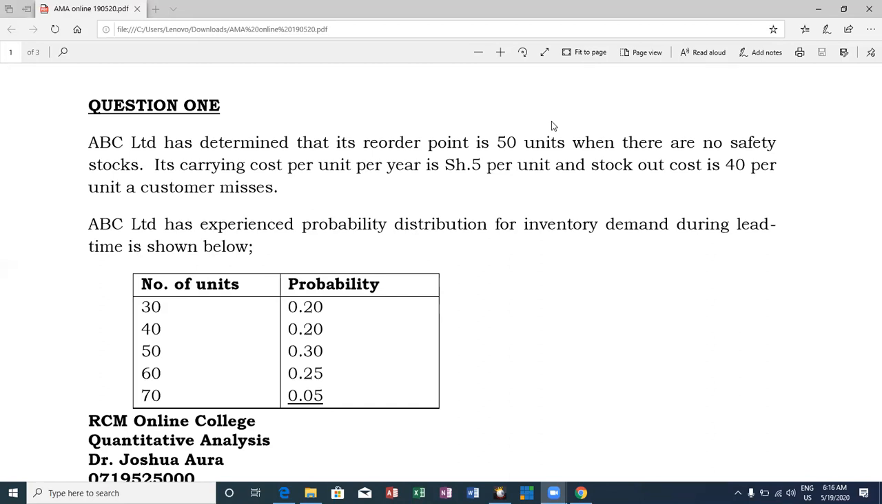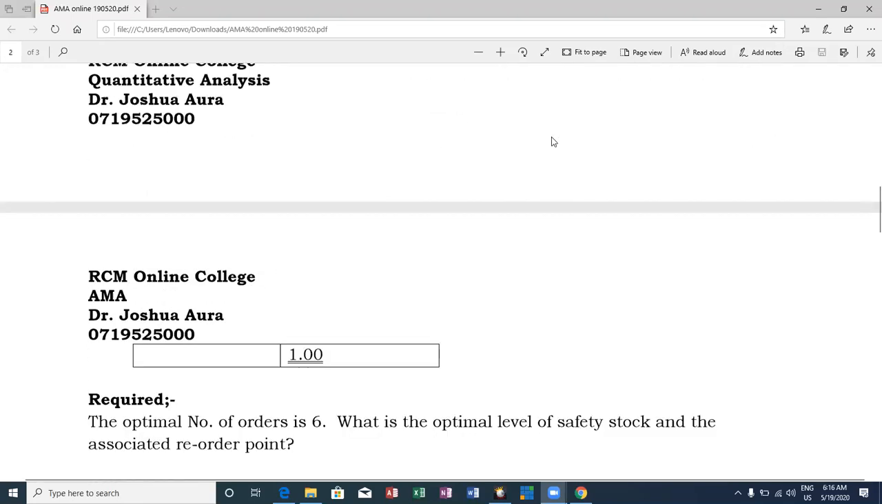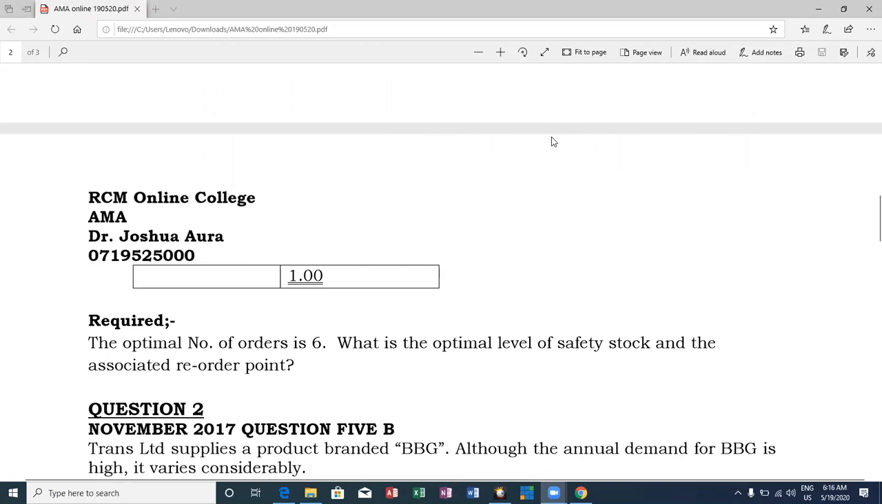And then the requirement, if we scroll down there. They've given us that the optimal number of orders is 6. What is the optimal level of safety stock? If you had this particular question, I would have told you to underline the words safety stock, because they want us to compute safety stock.